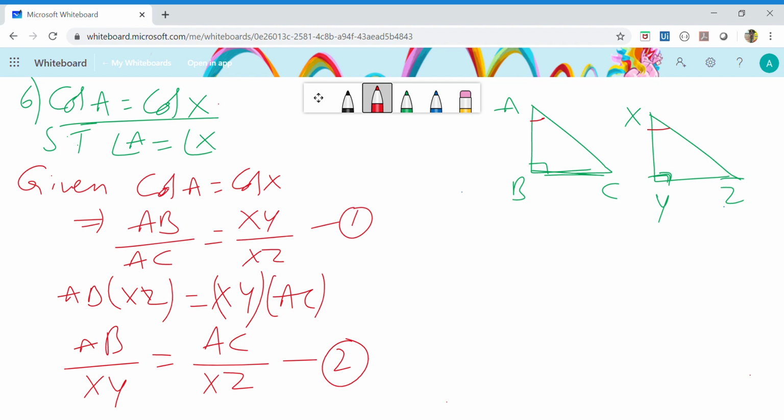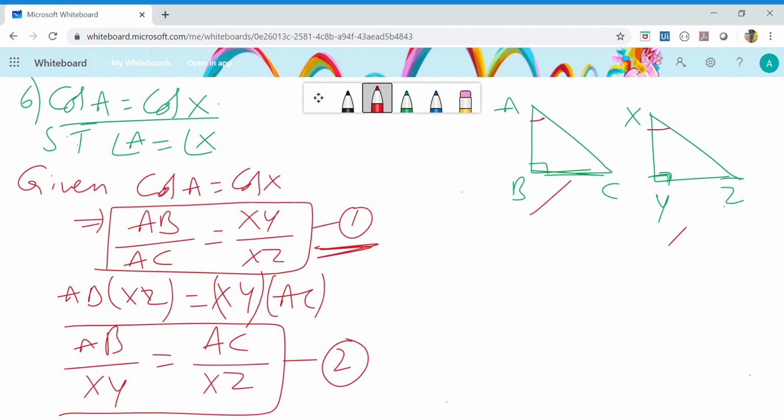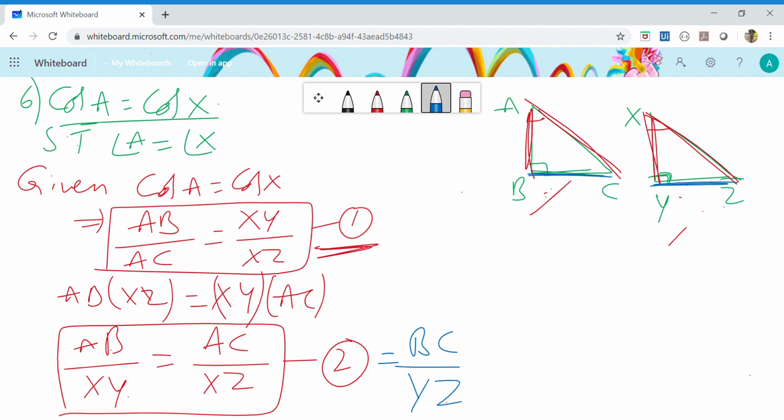So in the first equation, it is a ratio between two sides of the same triangle that they have given. But after cross multiplication, in the second equation I got the ratio between two sides of two different triangles. Now AB by XY is equal to AC by XZ. So what else do I have to get here? The BC and YZ ratio. If I can get BC by YZ, can I prove this? Then the theorem becomes completed.